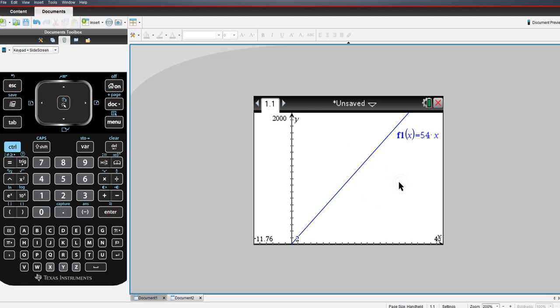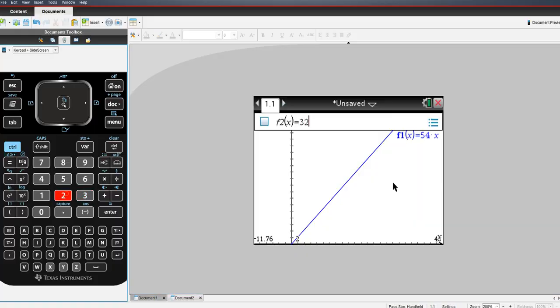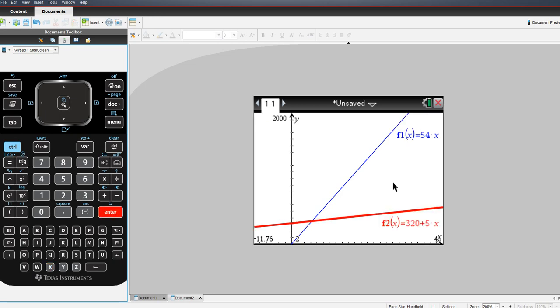Alright, but now we want to enter the second graph as well. So the second graph was $320 plus $5 for each month. So we enter 320 plus 5x, x being the number of months. And we have a line that goes across like that.